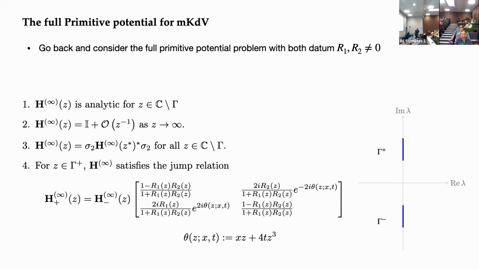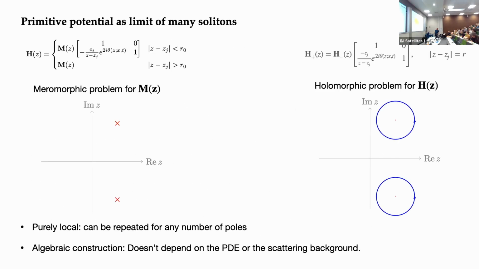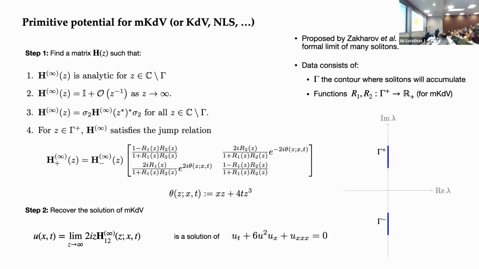Let me just go back here for one second. I originally thought this problem was really weird, but now I really like it. If you stare at this for half a second, if you let R1 and R2 be reciprocals of each other, so R2 is just 1 over R1, then this is exactly a finite gap potential. So what you should really think about these primitive potentials as is a generalization of the class of finite gap potentials, where you can connect any finite gap potential on one infinity to the other.